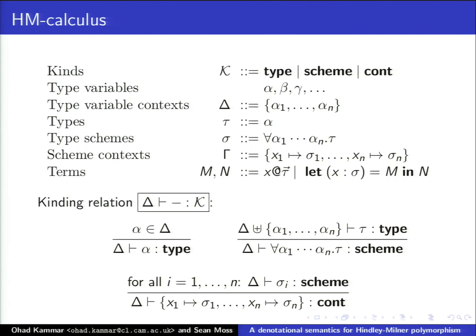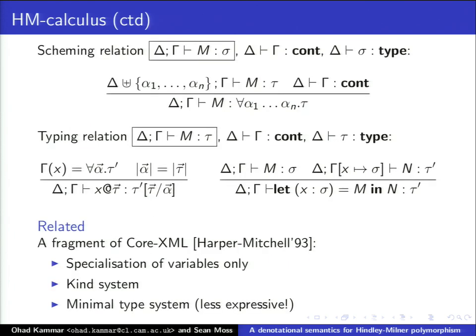Okay, and then once you have this in place, the rules fall into place quite immediately. So we have to say when our types were formed, and when our schemes were formed, and when our contexts were formed. So there really is nothing to it. Okay, so how do I type a scheme?